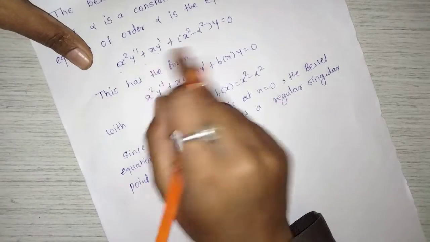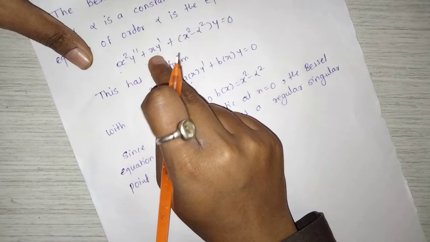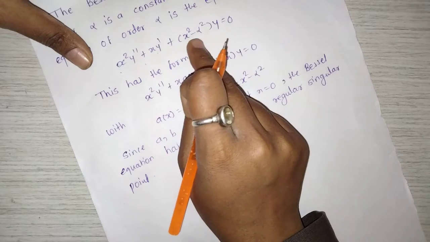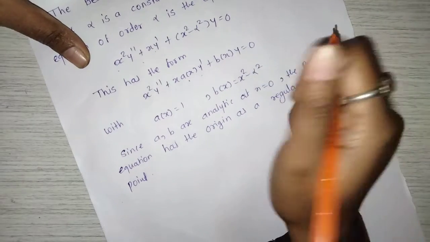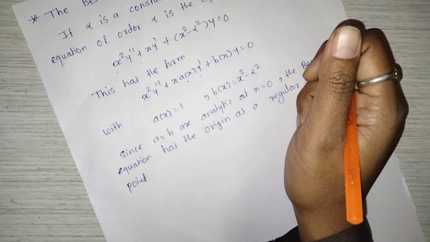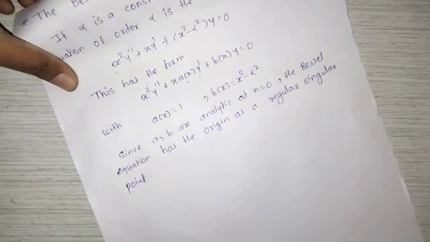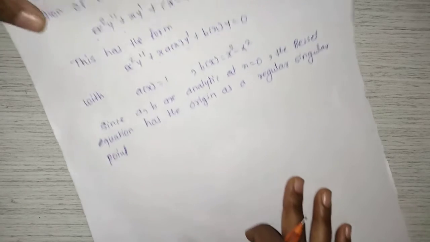How? If we divide by x square on both sides, we get y double dash plus 1 upon x y dash plus x square minus alpha square upon x square into y equal to 0. And we know how to calculate a singular point and a regular singular point. So, the Bessel equation has the origin as a regular singular point.